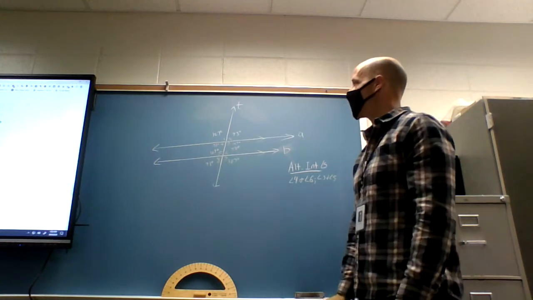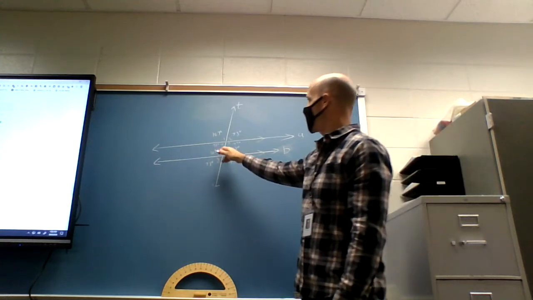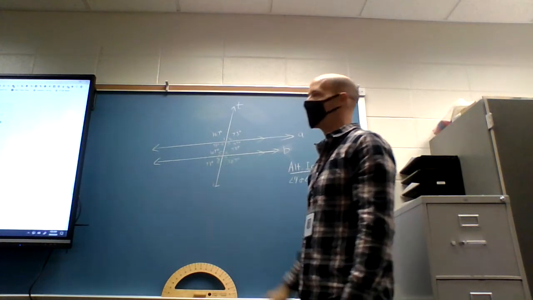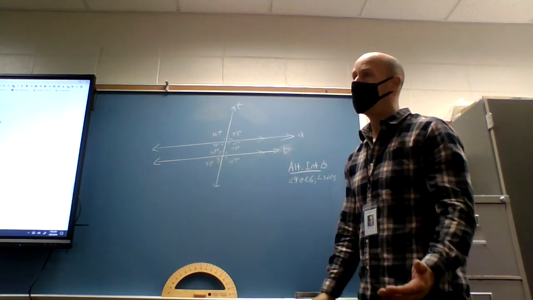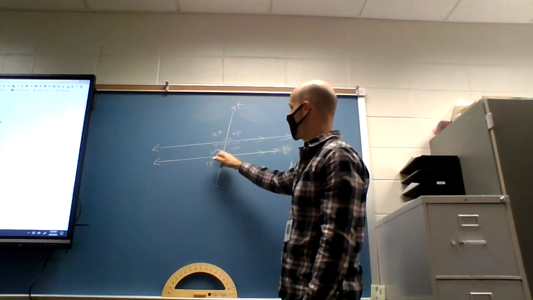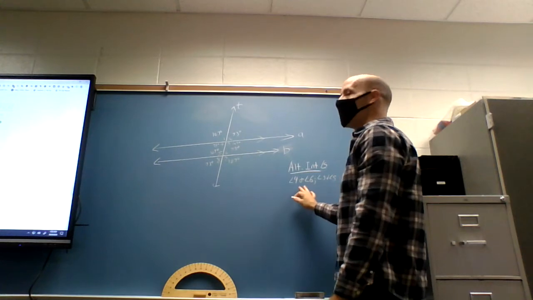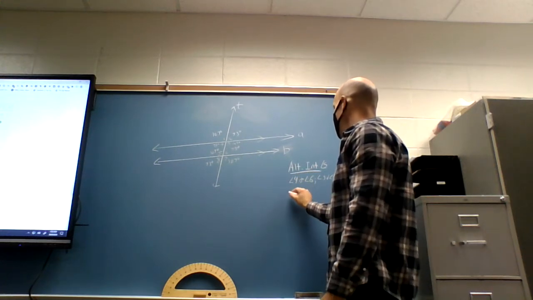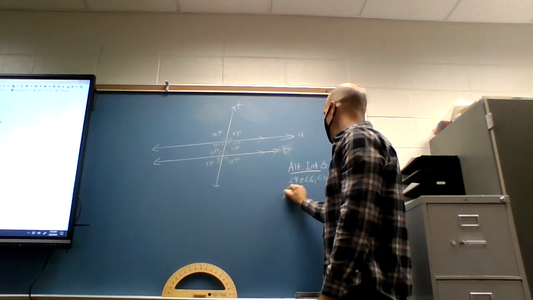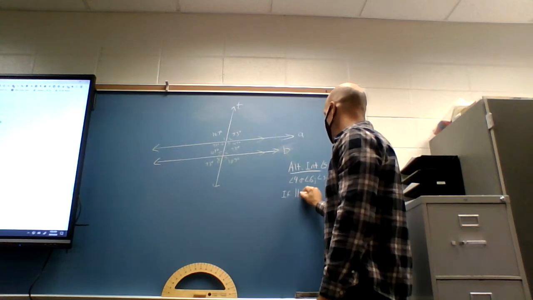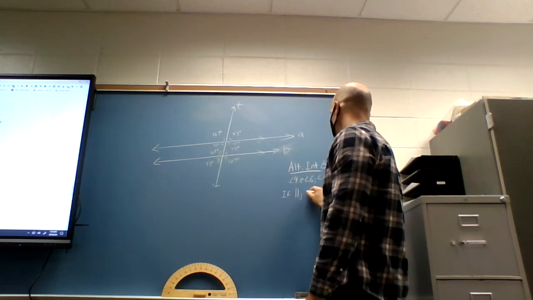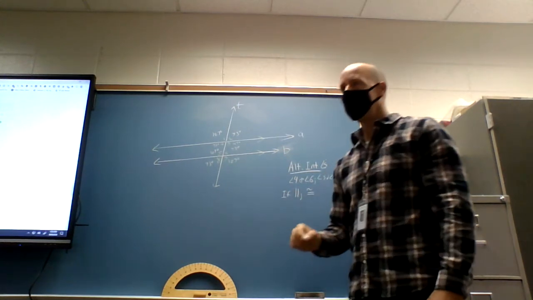Now, what do you notice about their measures? What do you notice is true about the measure of angle 4 compared to the measure of angle 6? It's the same. What about the measure of angle 3 and the measure of angle 5? It is the same. So what I'm trying to tell you is this. If the lines are parallel, then these angles are congruent.